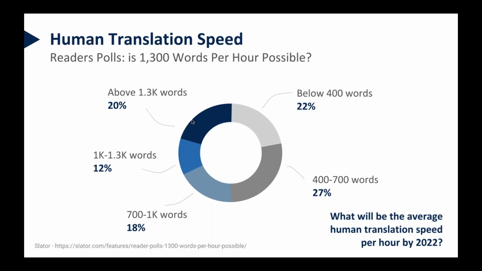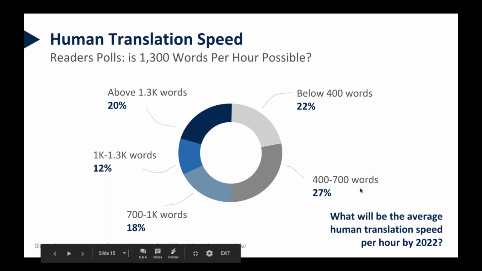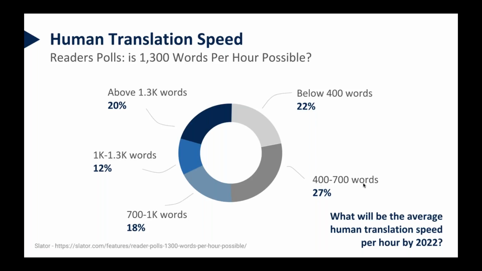This survey basically asked people what will be the average human translation speed per hour by 2022. It's interesting to see that there were a lot of mixed opinions. The highest of them being that 27% of the respondents said that by 2022, we will be able to have 400 to 700 words translated per hour. Around 20% said that we will be able to do more than 1,300 words per hour. And then you can find other replies in between.